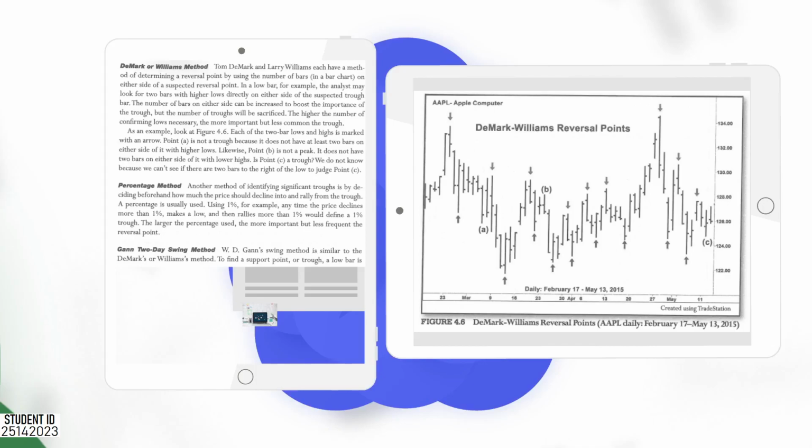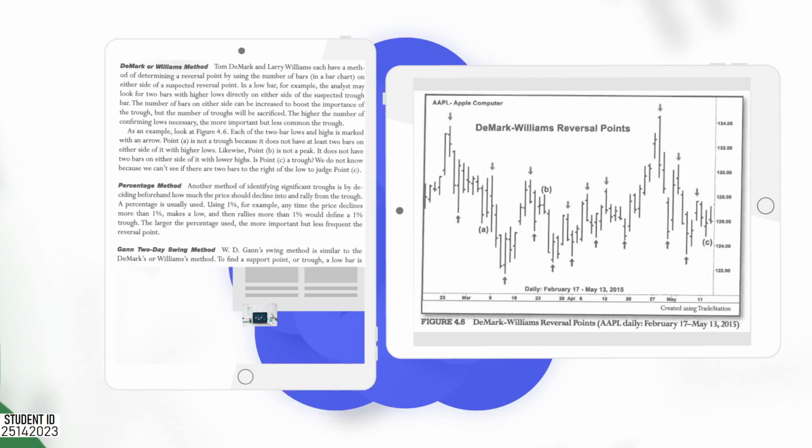So first we have the DeMark or Williams method. Tom DeMark and Larry Williams each have a method of determining a reversal point by using the number of bars in a bar chart on either side of the suspected reversal point. In a low bar, for example, the analyst may look for the two bars with higher lows directly on either side of the suspected trough bar. The number of bars on either side can be increased to boost the importance of the trough, but the number of troughs will be sacrificed. The higher the number of confirming lows necessary, the more important but less common the trough.